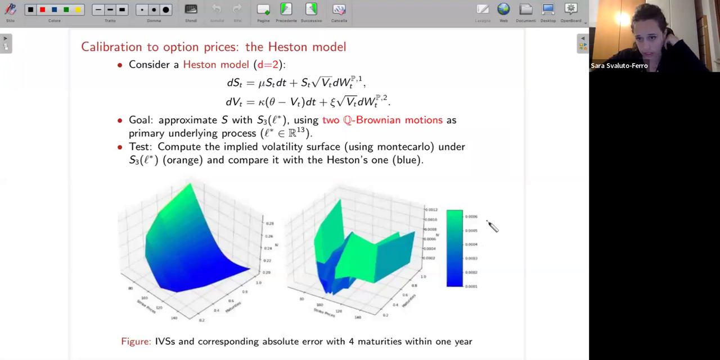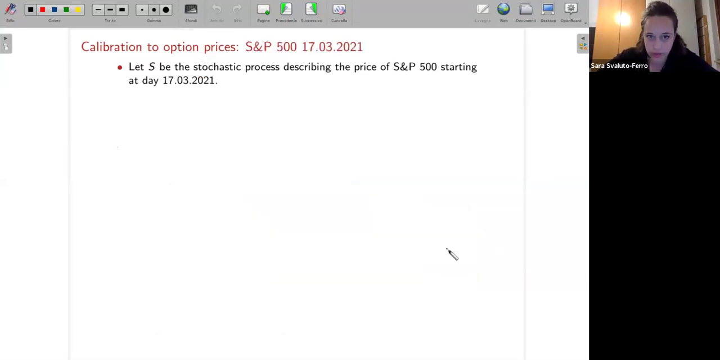Then we can reproduce it very well, and we get an error which, as you can see here, is very, very low. So Heston, no problem at all. And this is a model which is much simpler than the true Heston. The primary process is just a 2-dimensional correlated Brownian motion, still with time, an object that we all know very well. Okay, we can reproduce Heston very well.